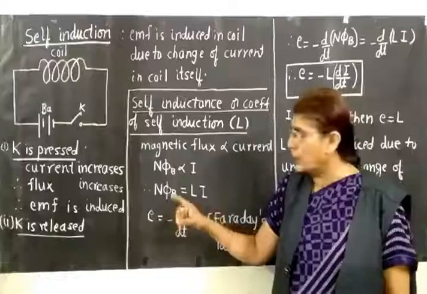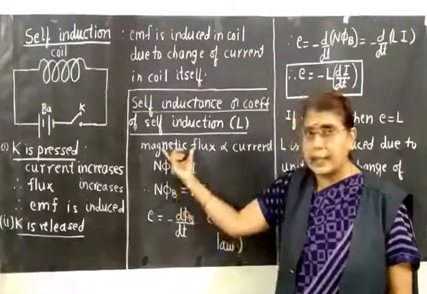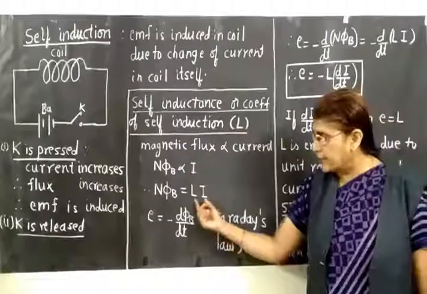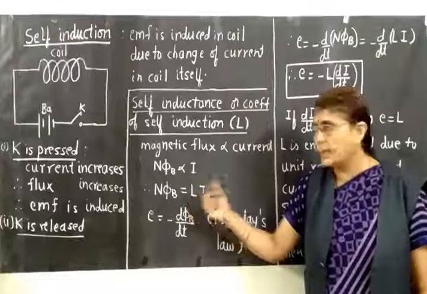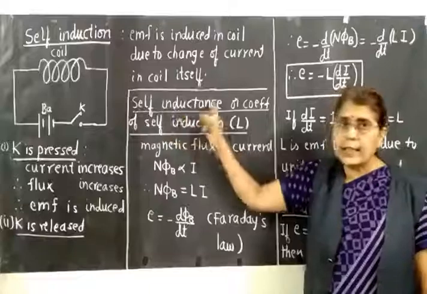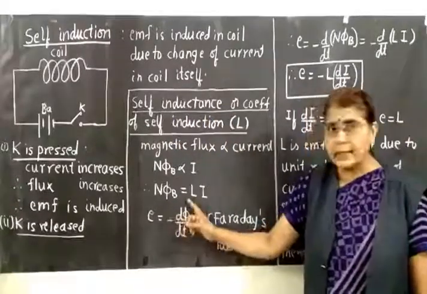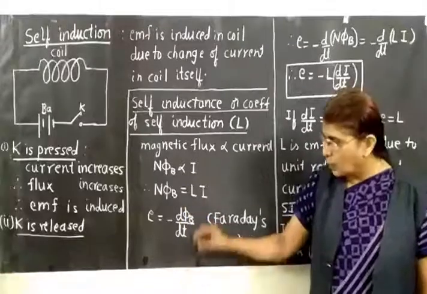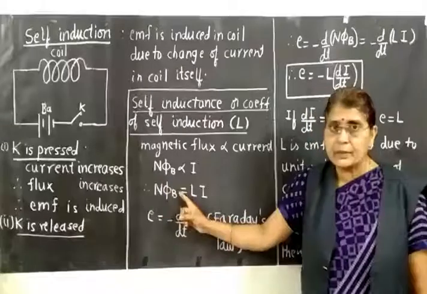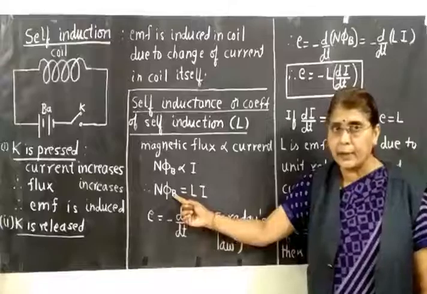Therefore for N turns, what will be the total magnetic flux? N times φB. So this magnetic flux is proportional to I. Put a constant there, we shall call it L. L is a constant. So NφB = LI, where L stands for the self-inductance. Now let us use Faraday's law. E = -dφB/dt. So what is φB now for the coil? φB is replaced by what? N times φB, because there are N turns here. So instead of φB, we shall write it as N times φB.